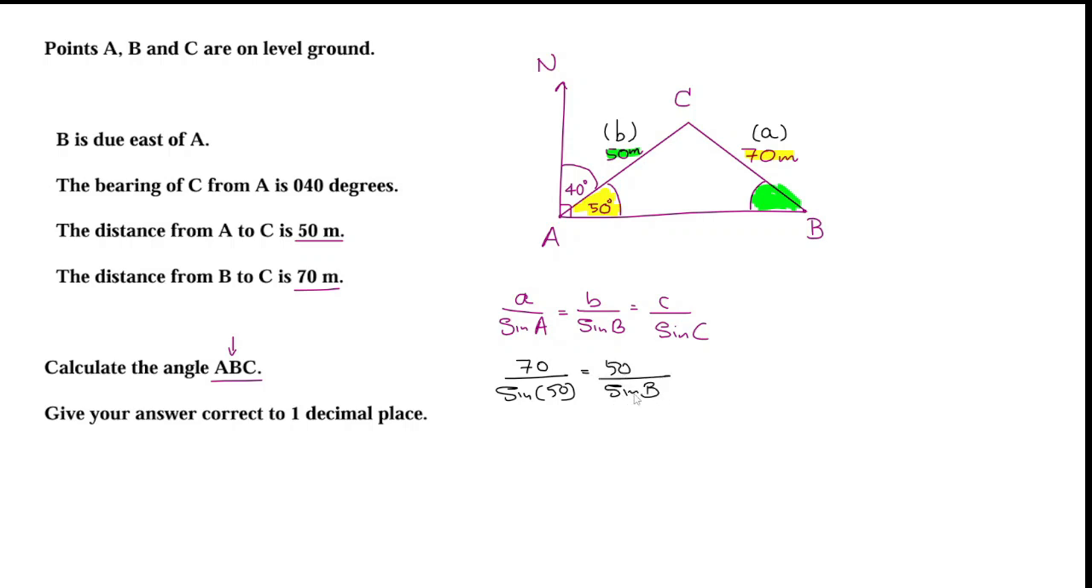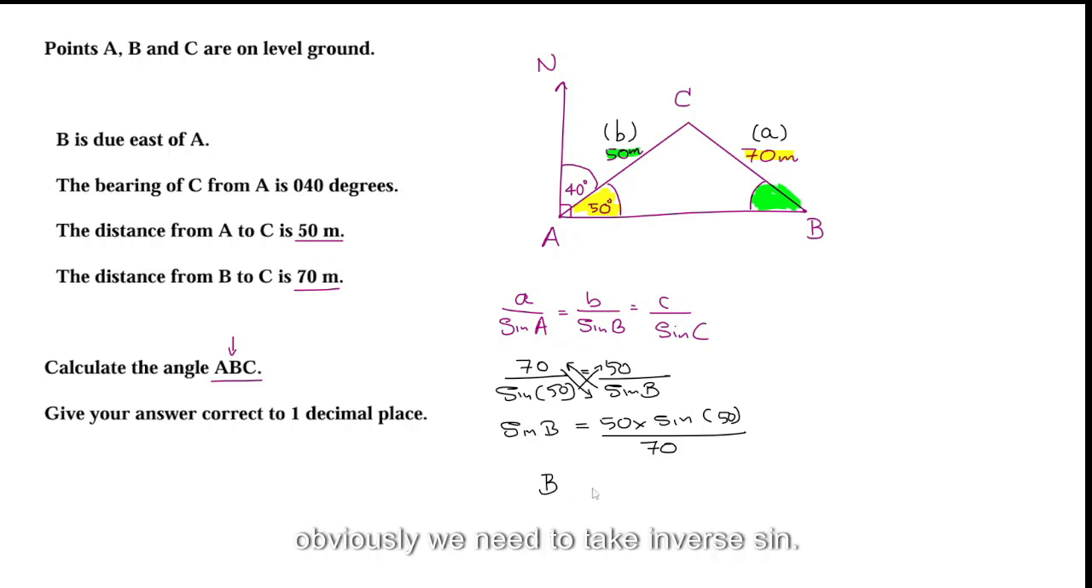Now let's do cross multiplication. I can move the sine B to this side. I can move sine 50 to that side. I can move 70 to this side. So let's do that. Sine B is equal to 50 times sine 50 divided by 70. Now to find B, obviously we need to take inverse sine.